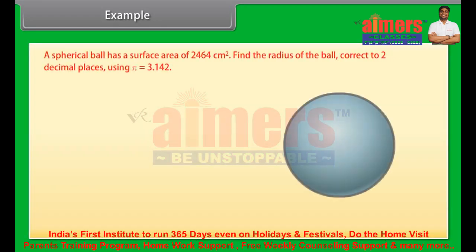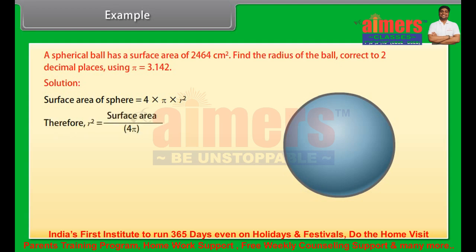Example: a spherical ball has a surface area of 2464 centimeters square. Find the radius of the ball, correct to two decimal places, using pi as 3.142. Solution: we know that surface area of a sphere is equal to 4 into pi into r square. In order to find r, we need to isolate it from the equation above. Therefore, r square is equal to surface area upon 4 pi. r square is equal to 2464 upon 4 into pi.